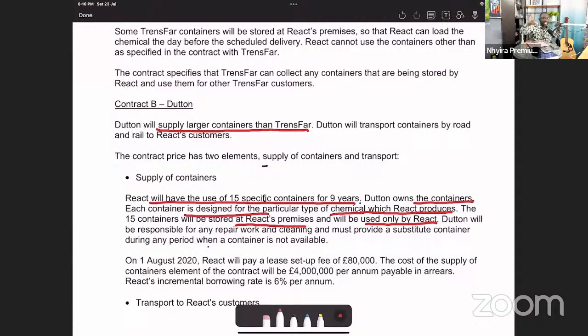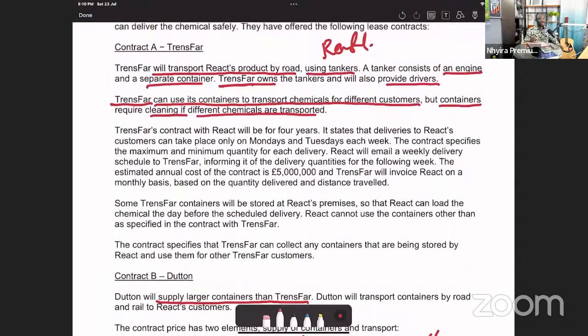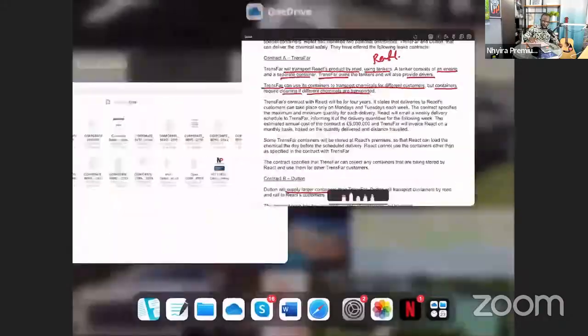And it is only by our chemicals. It is even located on our premises. So in this case, the second scenario qualifies as a lease, and so we have to apply lessee accounting, IFRS 16. So when we talk about identification of a lease, that is what you need to understand.